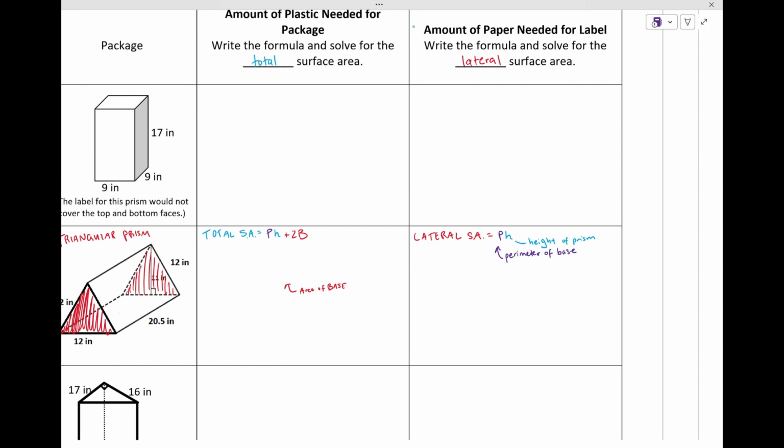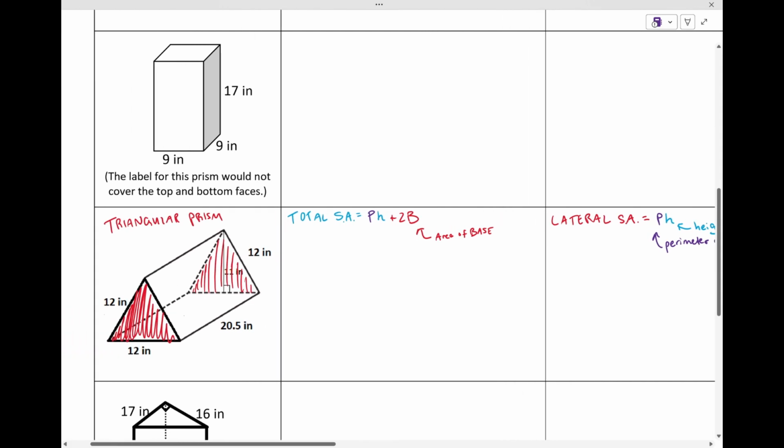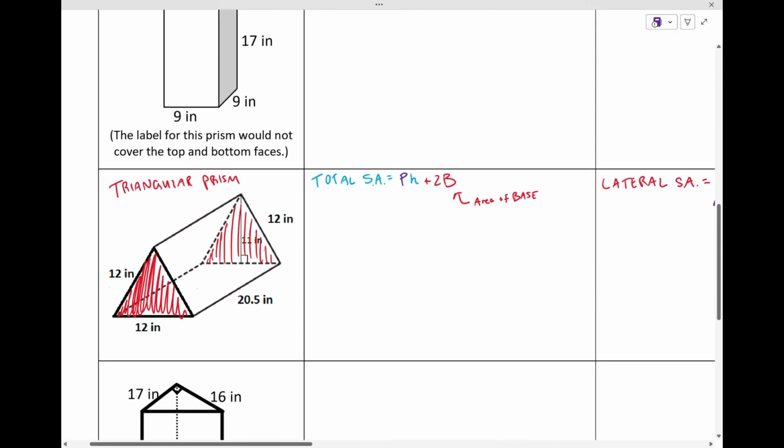If you caught that mistake while I was making it, give yourself a pat on the back. Here we go. Alright, so total surface area has the bases, lateral surface area does not have the bases, okay? If you wrote it wrong, just erase that. So, total surface area, P times H, okay?